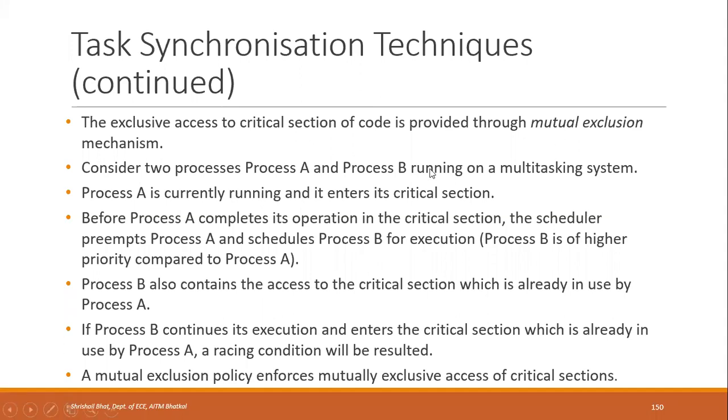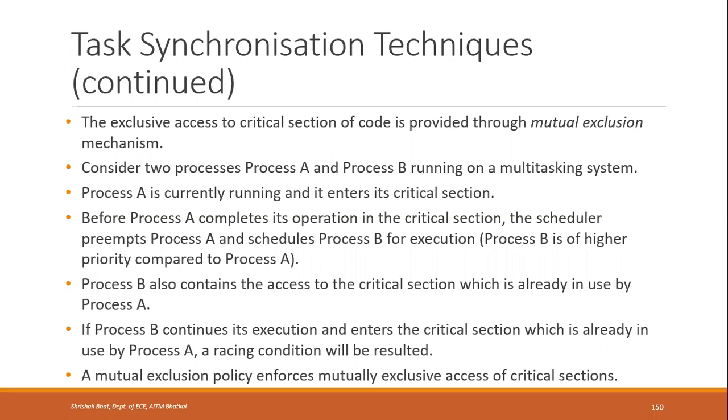So consider there are two processes, A and B, running on a multitasking system. Suppose process A is currently running and it enters its critical section. Critical section means the part of the code memory wherein there is code written to access some shared resources. Before process A completes its operation in the critical section, the scheduler preempts process A and schedules process B for execution. Since it is a multitasking system, at any time a process might be preempted and another process might be scheduled. Here, process A is preempted before it completes, and process B is scheduled.